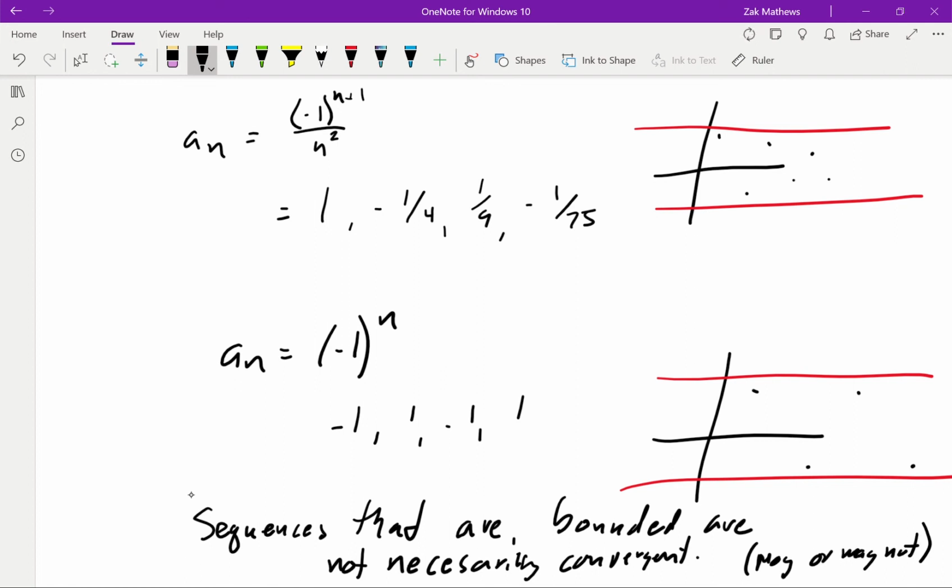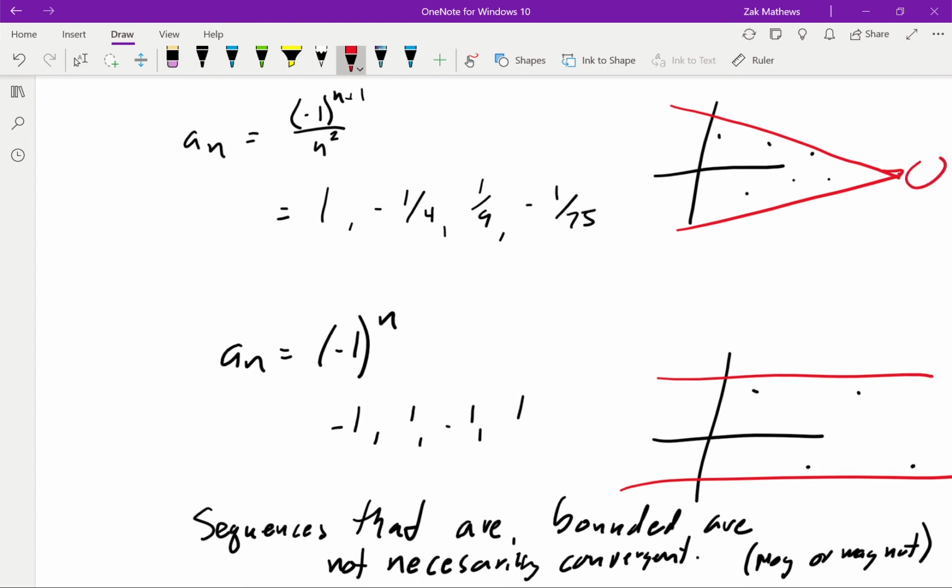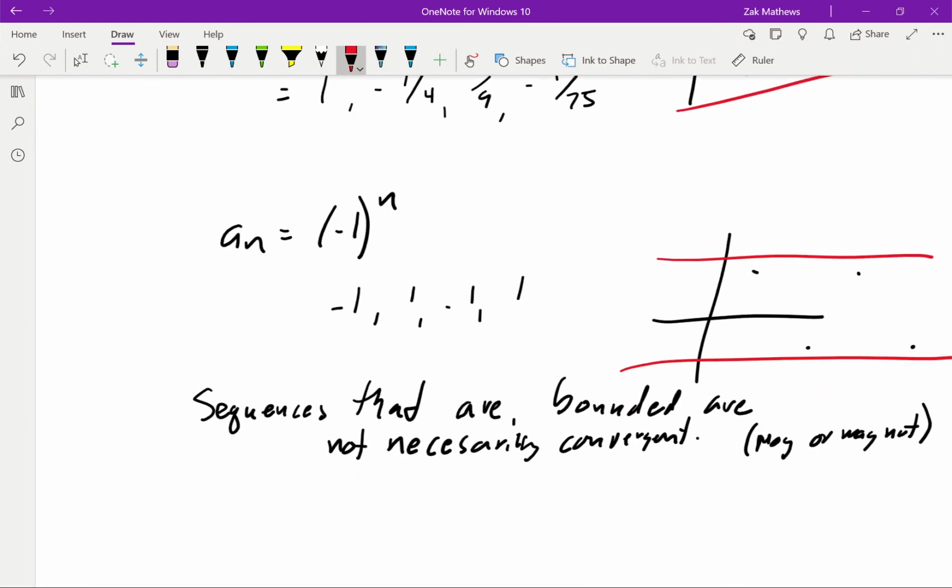Like the two examples above, the first one we saw was convergent. I meant to draw that converging in a little bit more. We saw those values were shrinking in both directions and they're converging in towards 0. The second one, however, was not convergent. What we can say is that if a sequence diverges to infinity or negative infinity, it cannot be bounded.